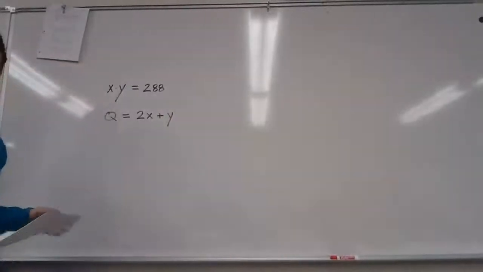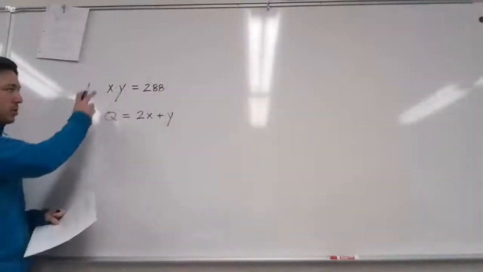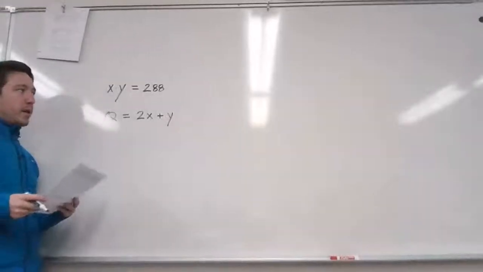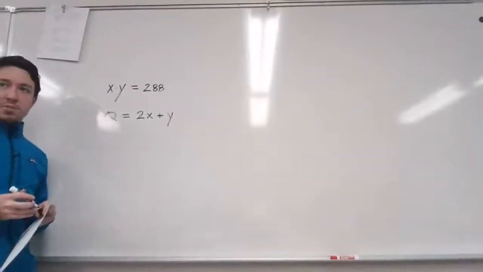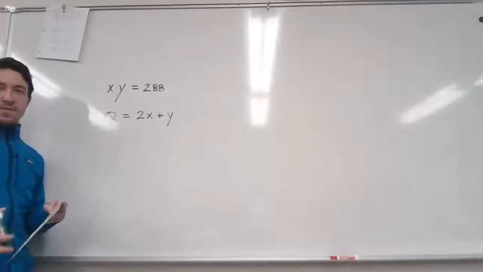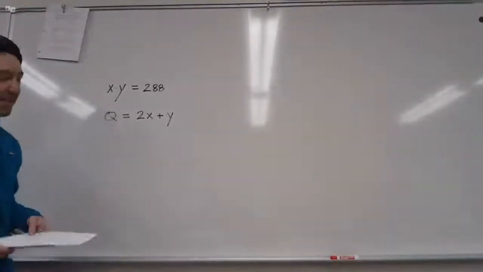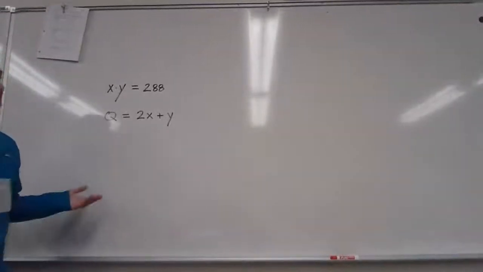Okay, so hopefully you got that written down as your first step. The constraint is x times y equals 288. That number hopefully looks a little suspicious to you. Well, it's double a very famous number.